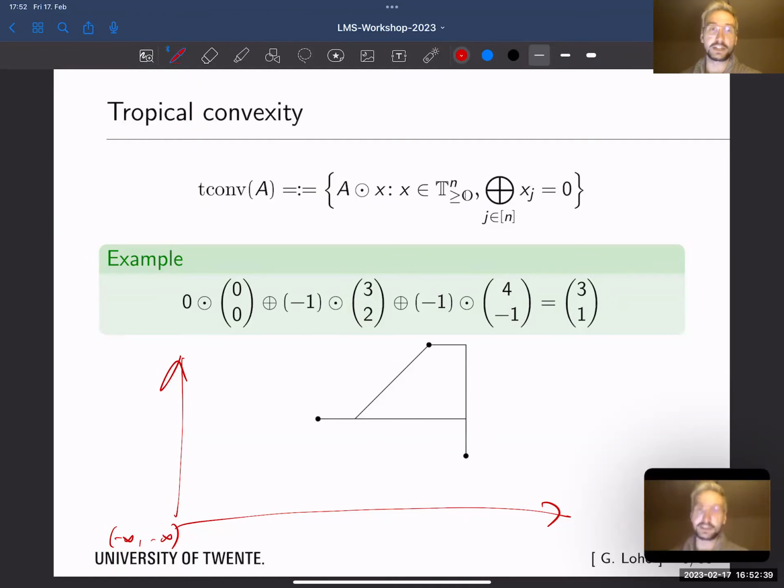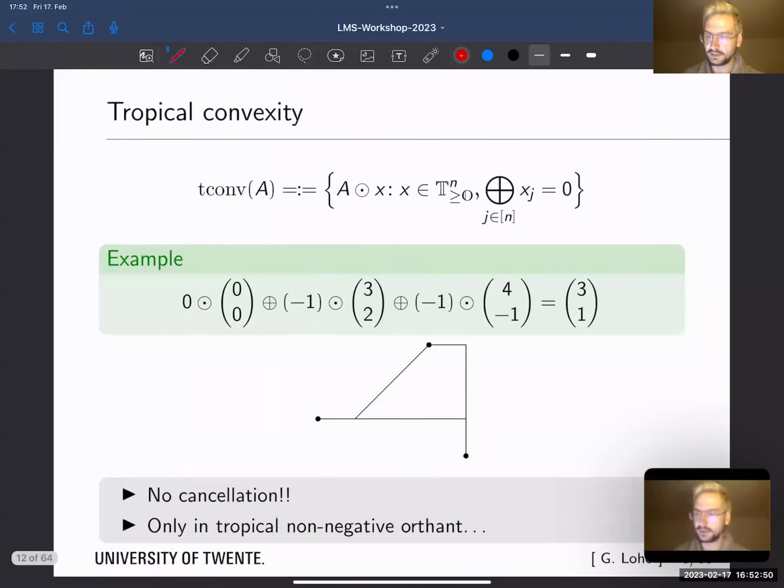It's actually getting more interesting if we look at these combinations when we go between these orthants, let's say. And in particular, why does this work so nicely? Well, a priori there's no cancellation, but this will really be the problem for us, that there is inherently no cancellation in tropical convexity in these combinations. But if we want to go between orthants, then we have to model this in some way.